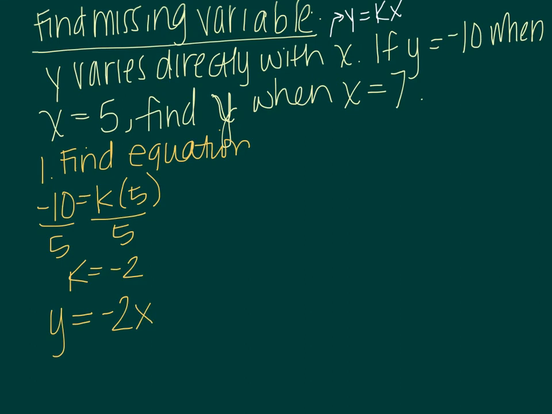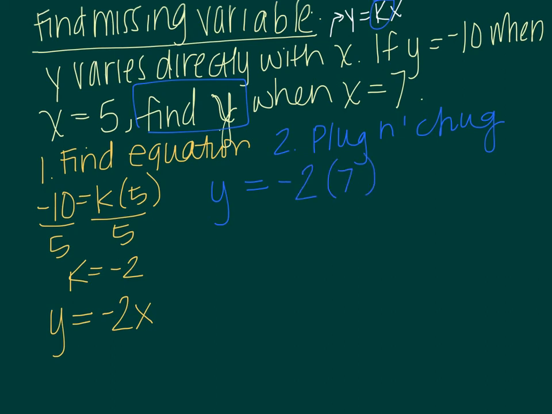Okay. The second part is to do what it says here, where it says find y when x equals 7. So the next part is going to be to plug and chug using that equation we just found. I'm finding y, so I don't know what y equals. I know my k now, so I'm going to say y equals negative 2 times 7, since my x is 7. So all I'm going to say is y equals negative 14. So that's the answer when y varies directly with x.